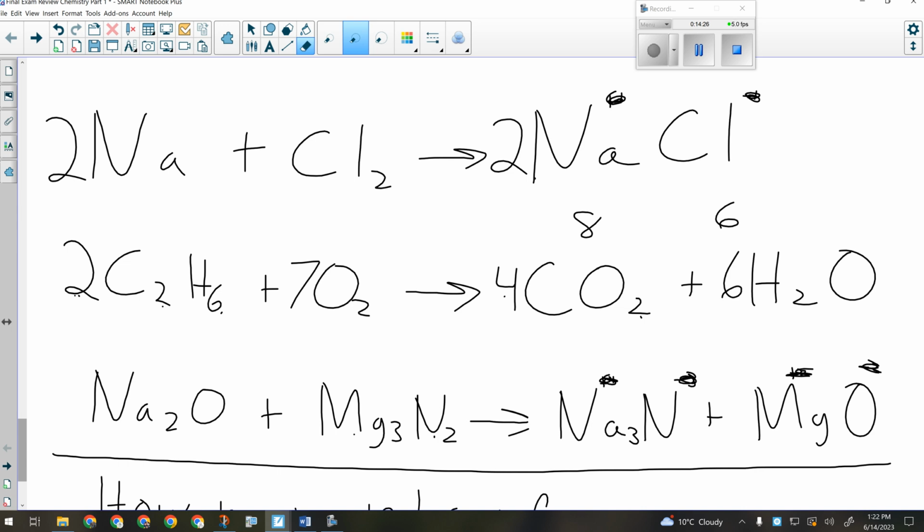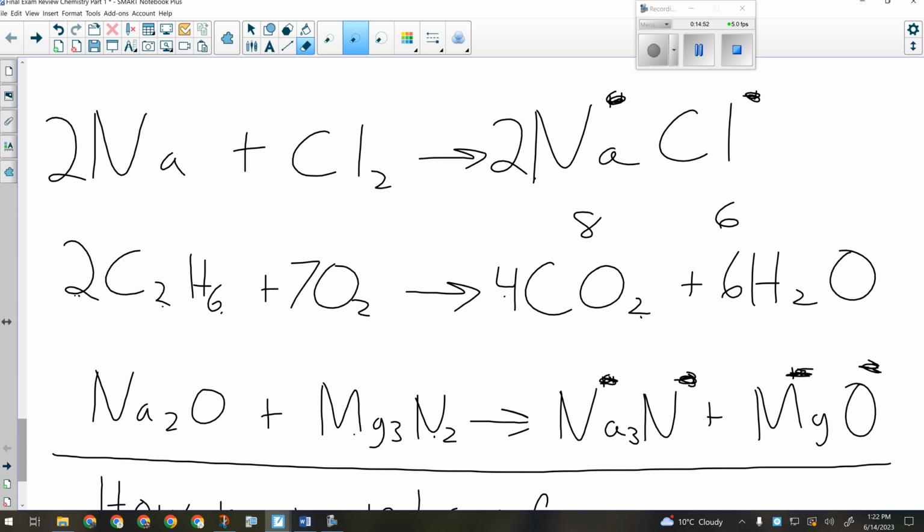Okay, what should I balance first? Our general rule is go with the biggest number. 3 is in there twice. Which one should I do first, sodium or magnesium? I should do magnesium first because it has a bigger charge. Thus, it has a bigger effect.